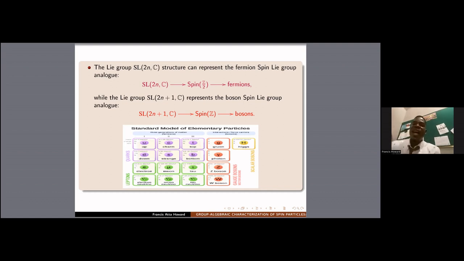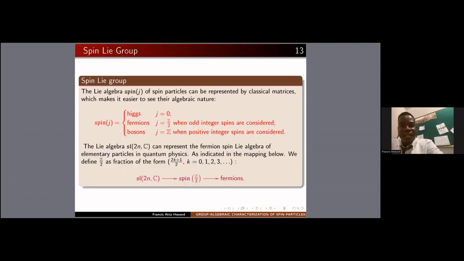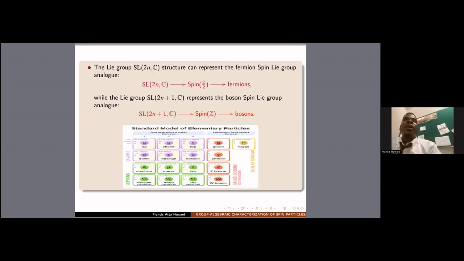Now, when you look at the diagram, we have the standard model of elementary particles. And every particle would have to fall under these three categories. It has to be first a Higgs, a fermion, or a boson. So if these particles obey this structure, then they would obey the exact algebra sequence that we have presented earlier.